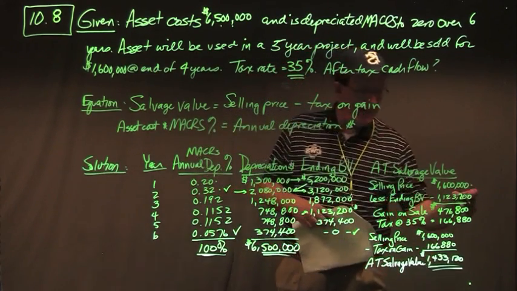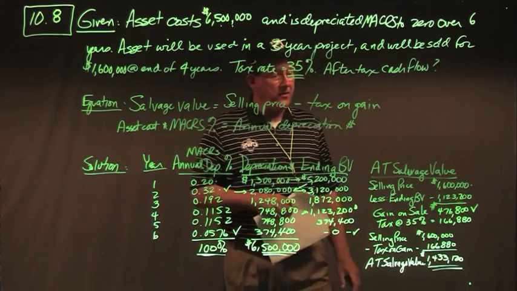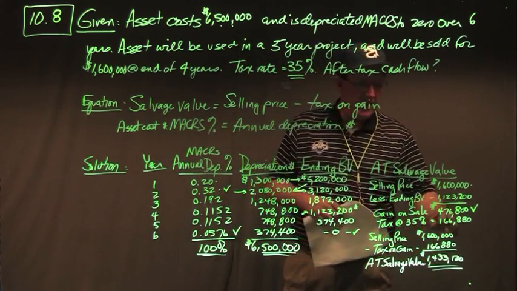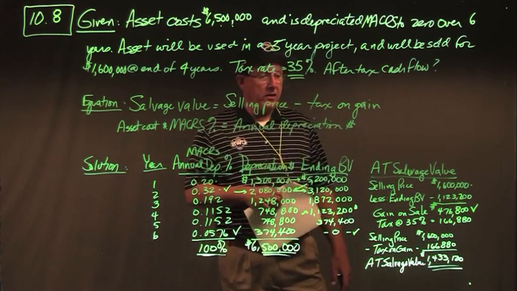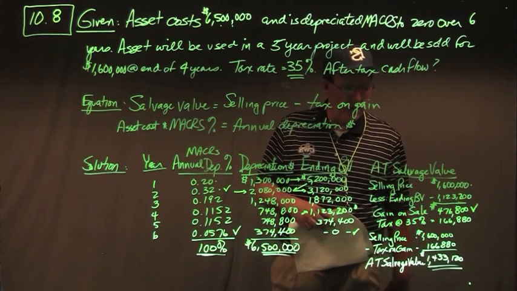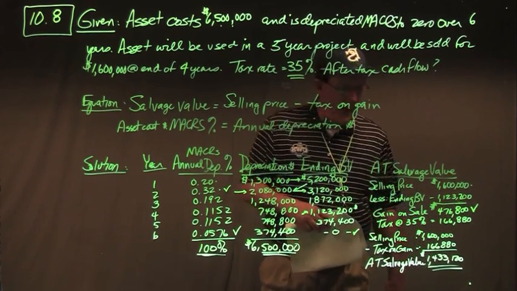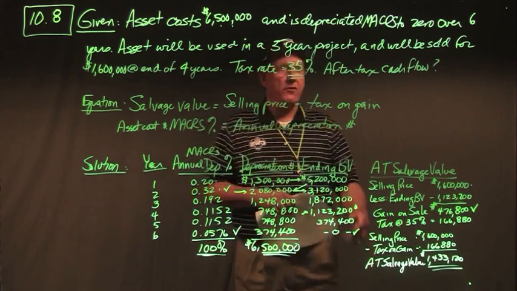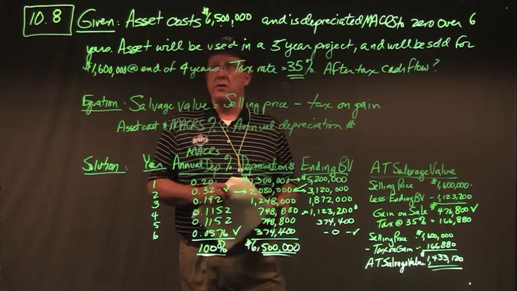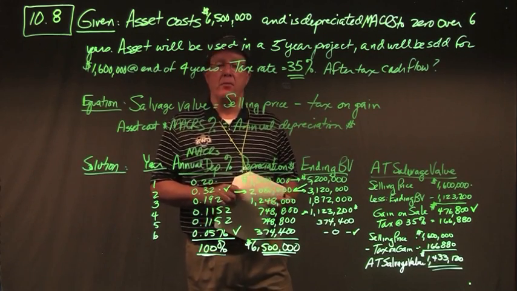Whenever I make a gain in life, Uncle Sam would like some tax. So I pay 35% of that gain, or $166,880. Now my after-tax salvage value, or after-tax cash flow, is the selling price of $1.6 million, less this tax of $166,880. I get an after-tax cash flow, or after-tax salvage value, of $1,433,120. There's your answer to problem 10.8.